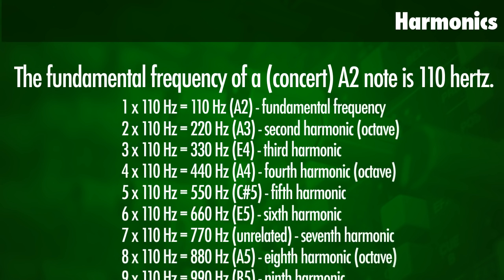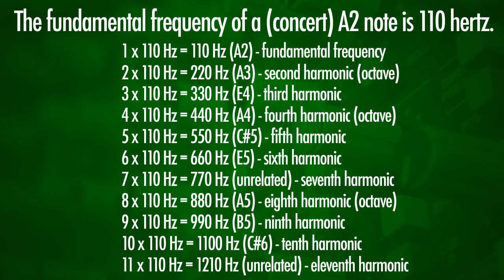The fundamental frequency of an A2 note is 110 Hz. The harmonics would then be at 220, which is the second harmonic and exactly an octave up. Then we've got 330, which happens to be an E note, that is the third harmonic. The fourth harmonic is again an octave higher. So you can see that a doubling in frequency represents an octave.